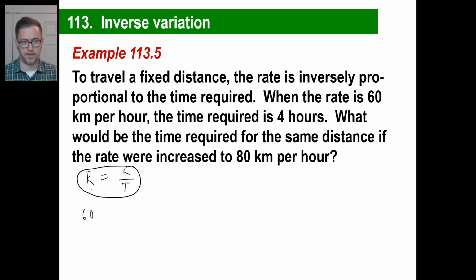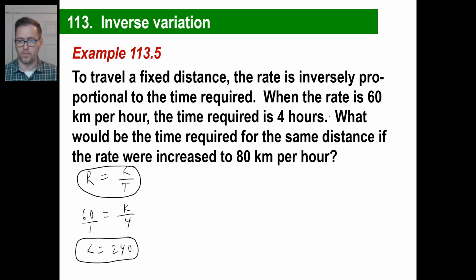When the rate is 60, let's figure it out. We got 60 over here for the rate. The time is 4, so we don't know the k. We know the time is 4. So let's cross multiply again. 1 times k is k. 60 times 4 is 240. We have just figured out what k is. We'll use both those equations to figure it out.